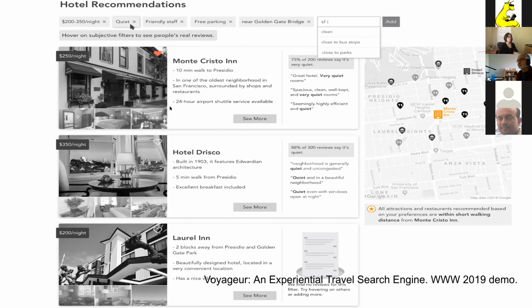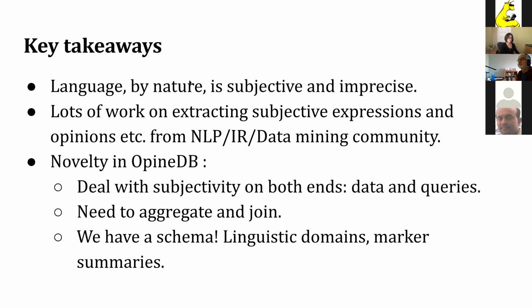You will also get what we call salient facts coming from the hotel reviews, right? These are interesting facts that you would not know if you had not spent time reading the hotel reviews, or if someone didn't write it on the hotel's website. So, for example, this Monte Cristo Inn is actually a 10 minute walk away from the Presidio, one of the oldest neighborhoods in San Francisco, and there's a 24-hour airport shuttle available. So these are useful information to know, and that's listed here.